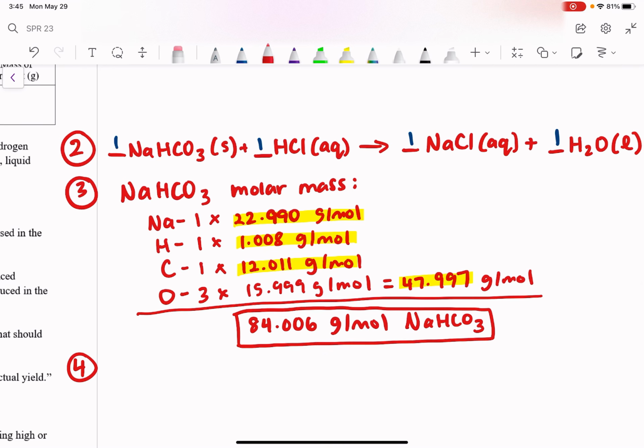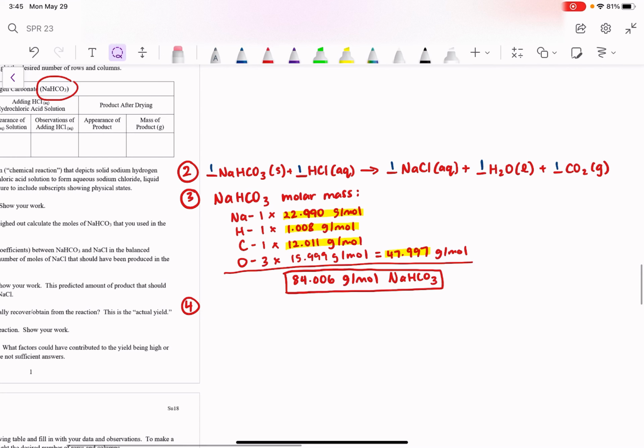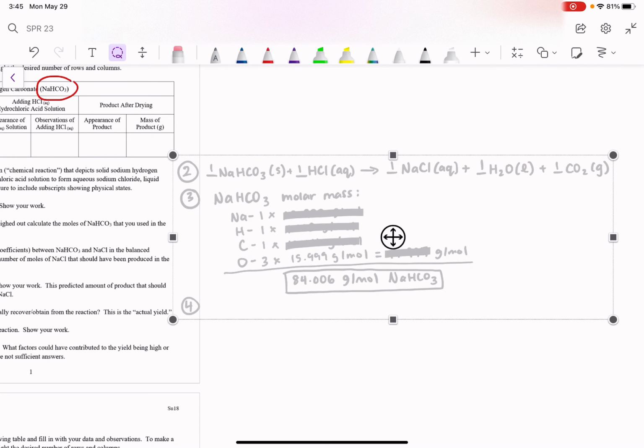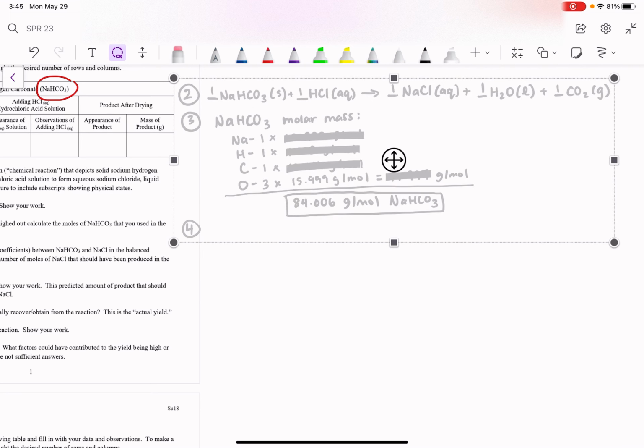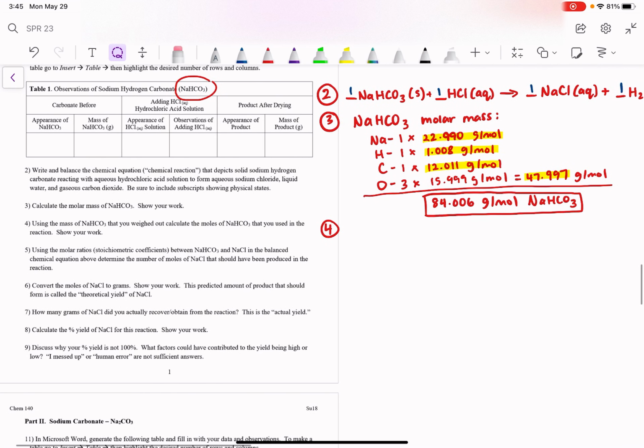Now let's see what number 4 wants us to do. And actually, let me scoot this up a little bit, just so we have a little more room to work. All right, so it says, using the molar mass of NaHCO3 and the mass of NaHCO3 that you weighed out in lab, calculate the moles of NaHCO3 that you used in your reaction. Show your work. So this is the molar mass of NaHCO3, which tells us how much that compound weighs per 1 mole of it.